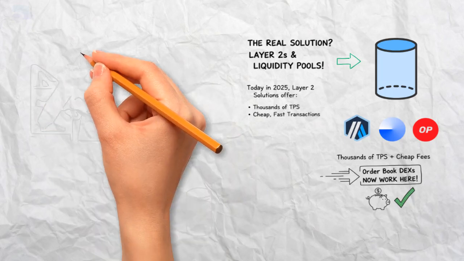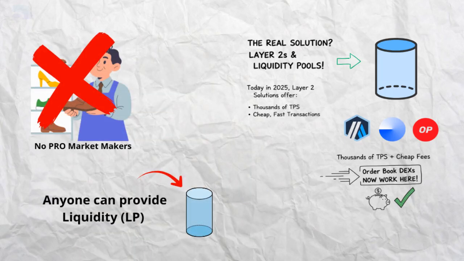No need for professional market makers. Anyone can provide liquidity and earn fees. Simple, predictable pricing algorithms, perfect for long-tail assets that wouldn't attract market makers anyway.